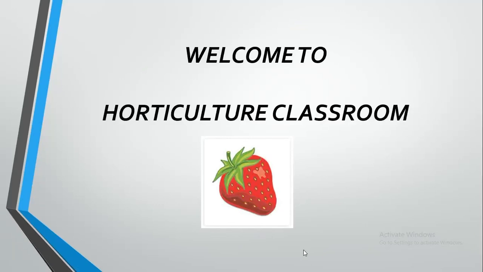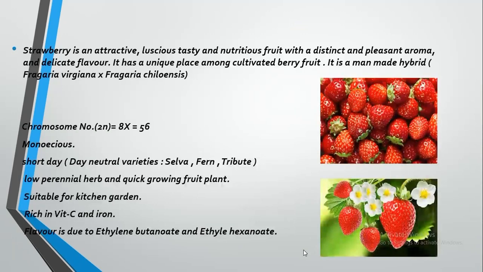So, today we'll study about strawberry. The scientific name of strawberry is Fragaria ananassa. It is a cross between two species, namely Fragaria virginiana and Fragaria chiloensis. That's why it is known as a man-made fruit or a man-made hybrid. It is an attractive, tasty and nutritious fruit with a distinct and pleasant aroma.